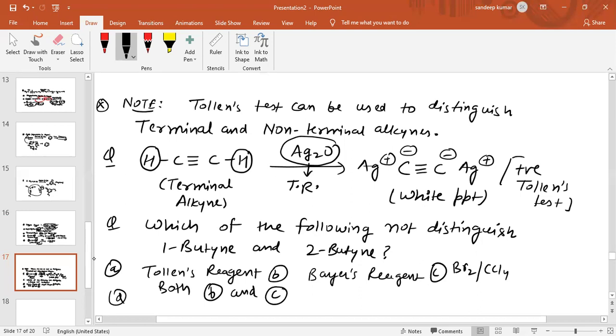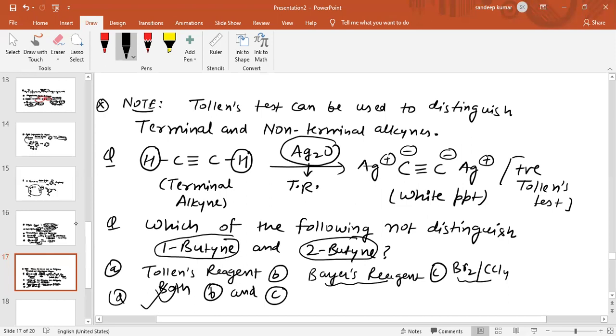As we know, 1-butene is a terminal alkene, so the Tollens test gives positive. So the Tollens test can be used to distinguish between 1-butene and 2-butene because this is terminal. But Baeyer's reagent and bromine in CCl4 cannot be used to distinguish 1-butene and 2-butene. So option D is correct, both B and C.